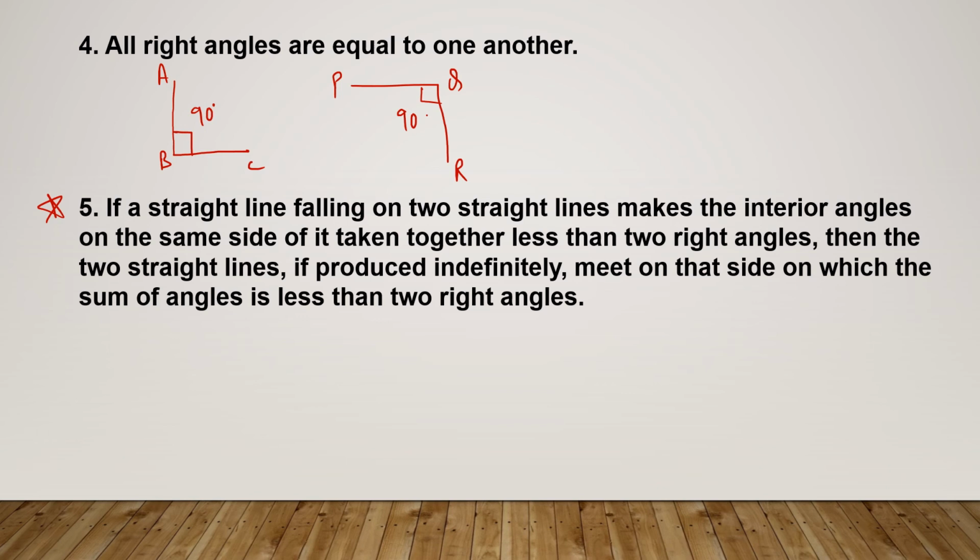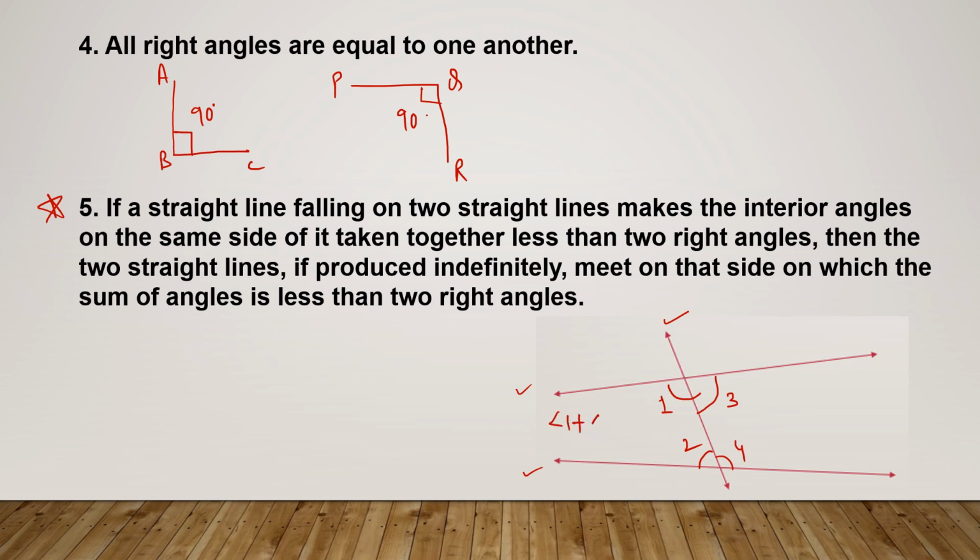Now let's try to understand this with an example, with a figure. So here it says if a straight line falling on two straight lines. So this is a straight line which is falling on these two straight lines. Now this line is making interior angles. This is the interior angle, suppose angle number 1, this is the interior angle 2, this is also interior angle 3, and this is interior angle 4. Now it is saying that if the interior angles on the same side of it taken together are less than two right angles. So if I say angle 1 and angle 2 are on the same side, we will take angle 1 plus angle 2.